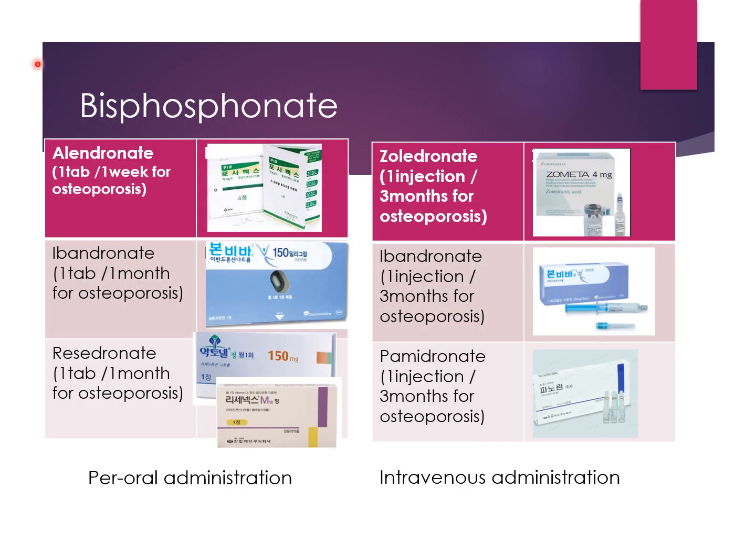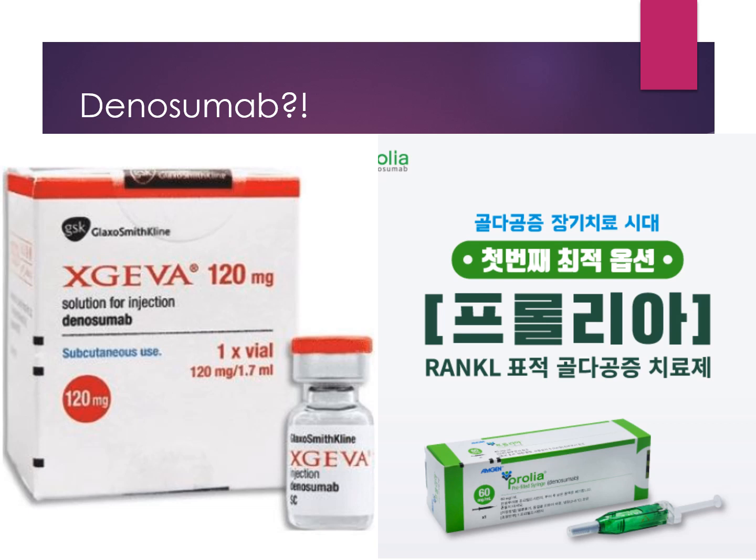There are various bisphosphonate drugs: alendronate, ibandronate, risedronate, zoledronate, and pamidronate. These days, denosumab is used a lot. Denosumab includes Xgeva, which is used in high concentrations as an anti-cancer treatment, and Prolia, which is used as an osteoporosis treatment.